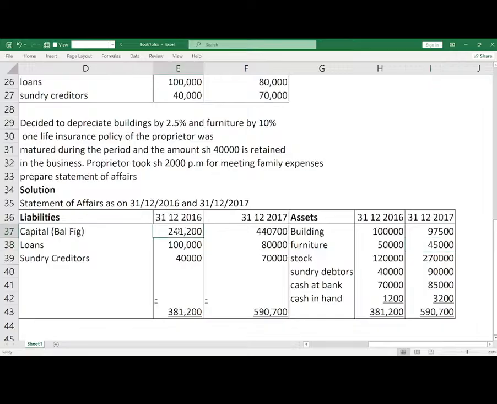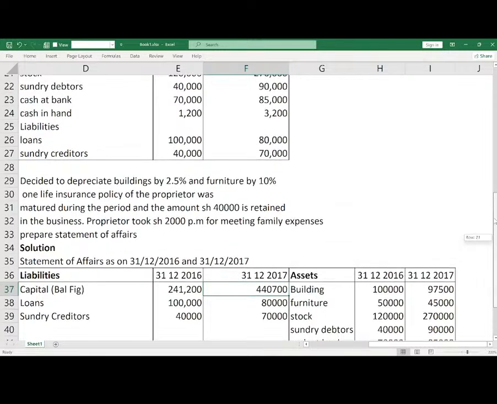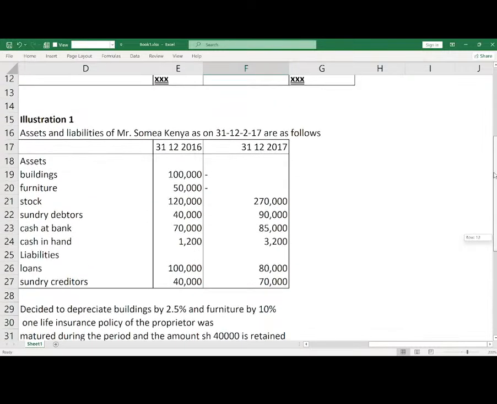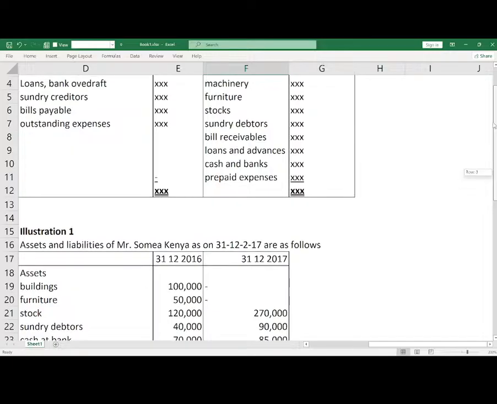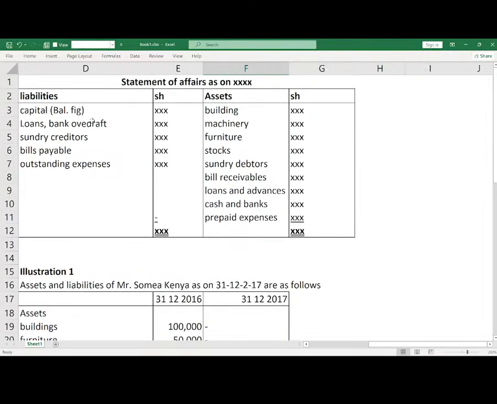So we are going to see it is 241,200, and for 2017 it is 440,700. So that is the capital, the balancing figure, or the deficit. This one is the capital balancing figure. So as you can see, that is the statement of affairs.